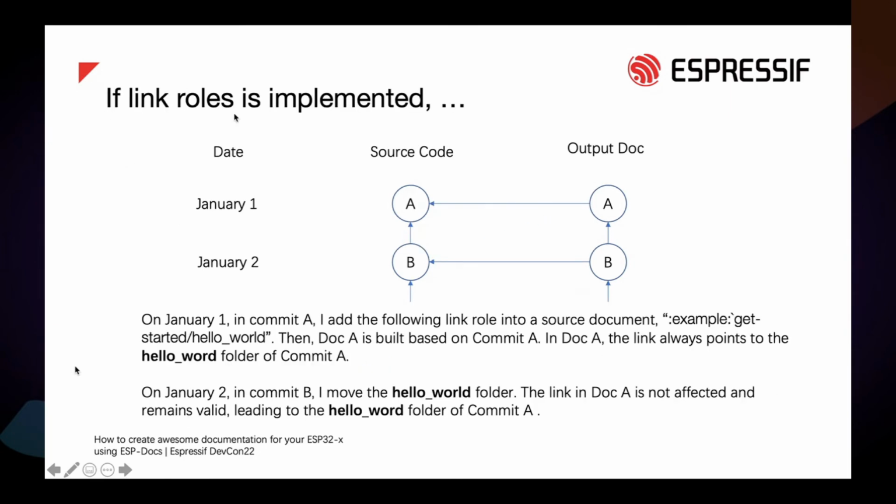But if the link role extension is implemented, on January 1st, in commit A, I added the following link role into a source document. So in the source document, it looks like this. And then doc A is built upon commit A. In doc A, the link always points to the hello world folder of commit A. And then on January 2nd, in commit B, I moved the hello world folder. The link in doc A actually is not affected and remains valid, leading to the hello world folder of commit A.